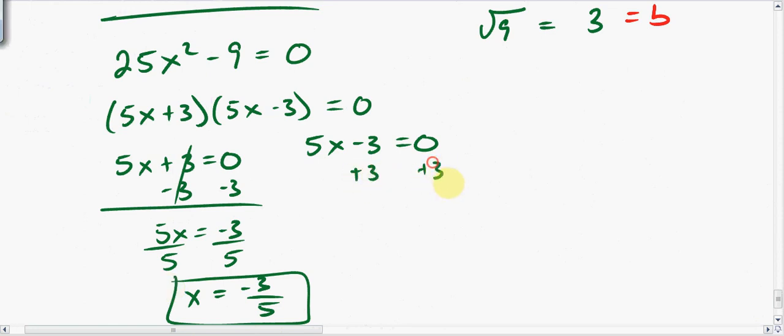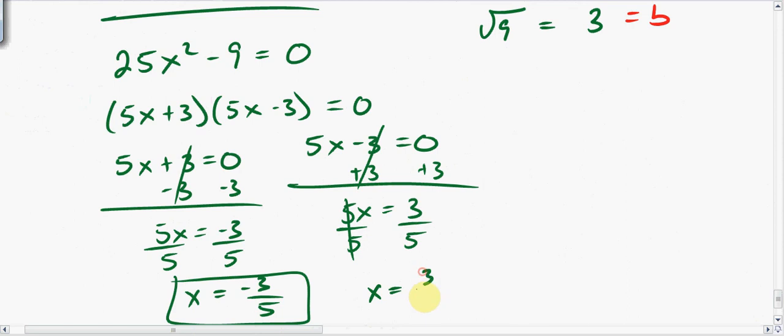Add 3 to both sides, and I get 5x equals 3. Divide by 5. x equals 3/5. And there's my second zero, or my second root. And you've successfully solved this quadratic equation. That's the end of 4.4.